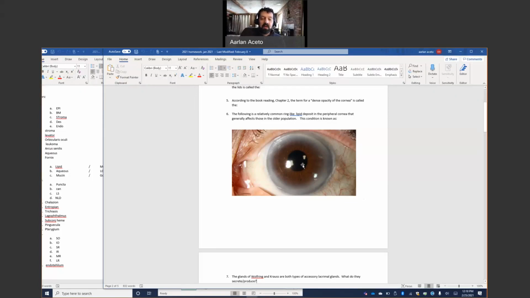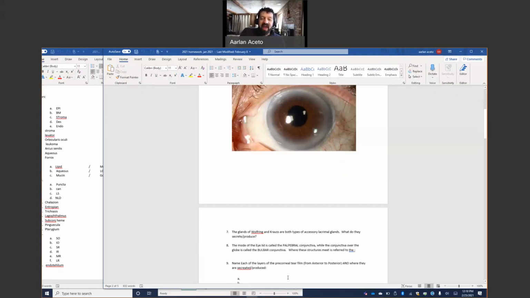The glands of Wolfring and Krause, number 7, are types of accessory lacrimal glands. What do lacrimal glands produce? Well, remember 3 layers of the tear layer. The outside is the lipid, the inside is the aqueous, the bottom layer that's closest to the eye is the mucin layer.